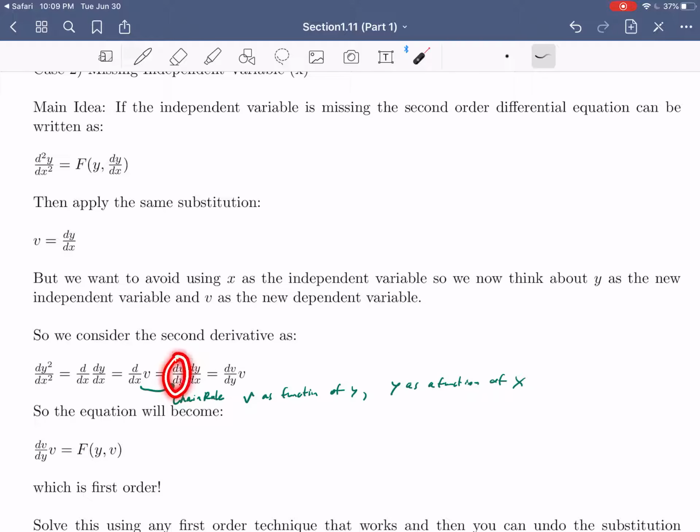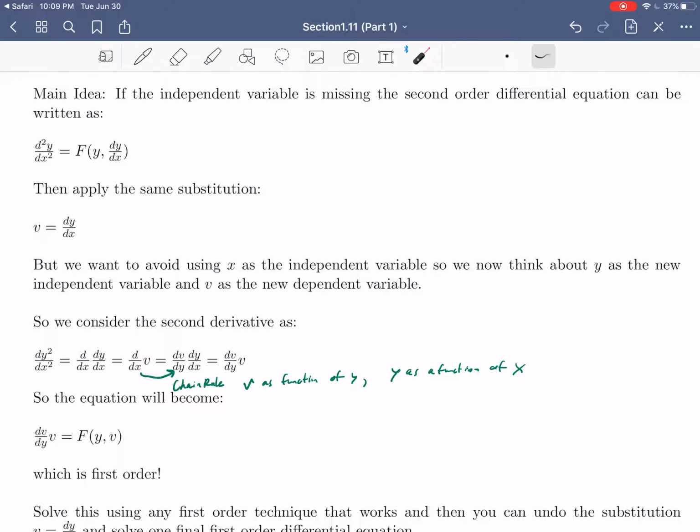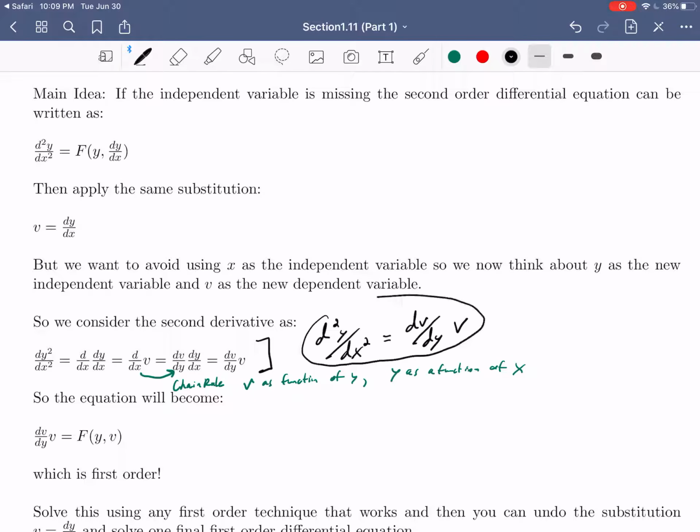So we're going to get dv/dy times dy/dx. And then we're going to be really clever, and say that that dy/dx right there is equivalent to v. So dv/dy times dy/dx is actually dv/dy times v. So when you use this substitution, you're going to say that the second derivative of y with respect to x is equivalent to v dv/dy. That's actually what we're going to grab from all that work.